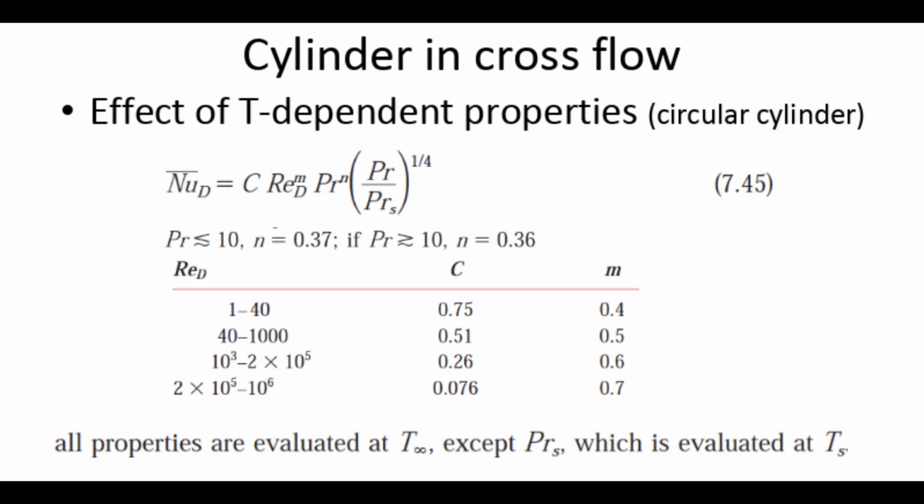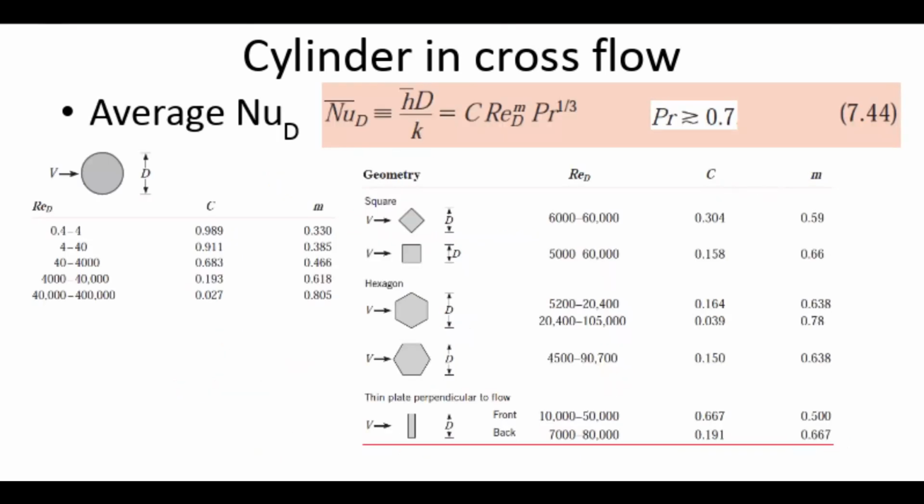Now, you would say I should always use this. This formula is more accurate than this other formula. But for this formula, you need to have two values of Prandtl: one for the temperature of the fluid, one for the temperature of the surface. You don't always have that. Sometimes you do, sometimes you don't. If you do, this is awesome. If you don't, you use this.